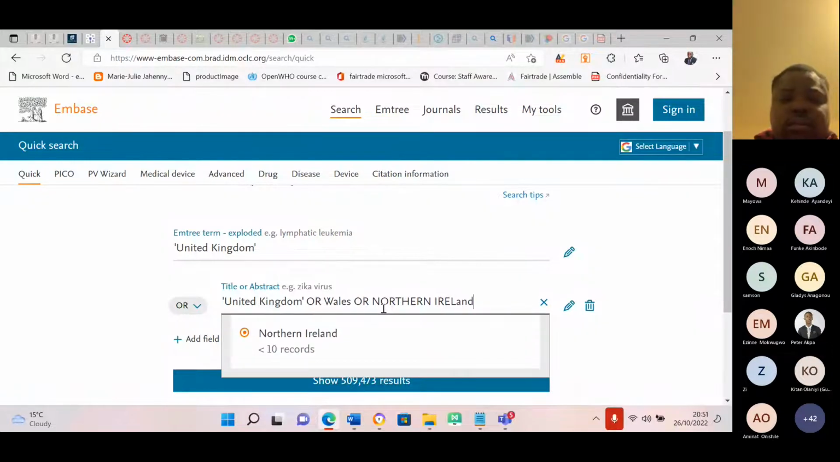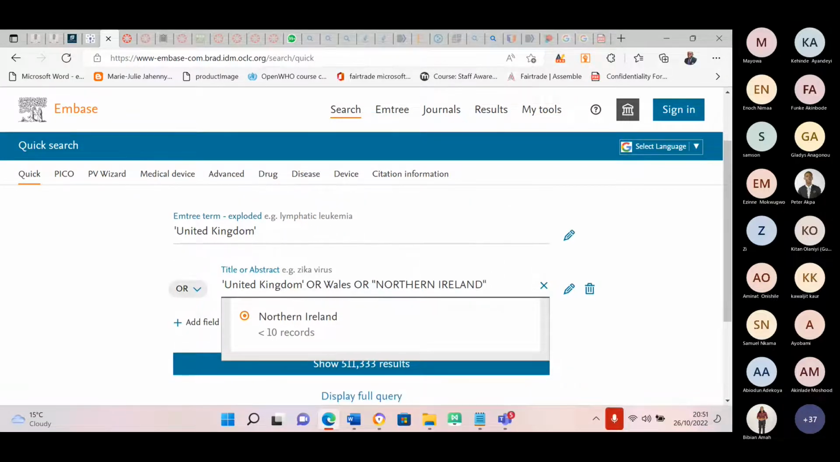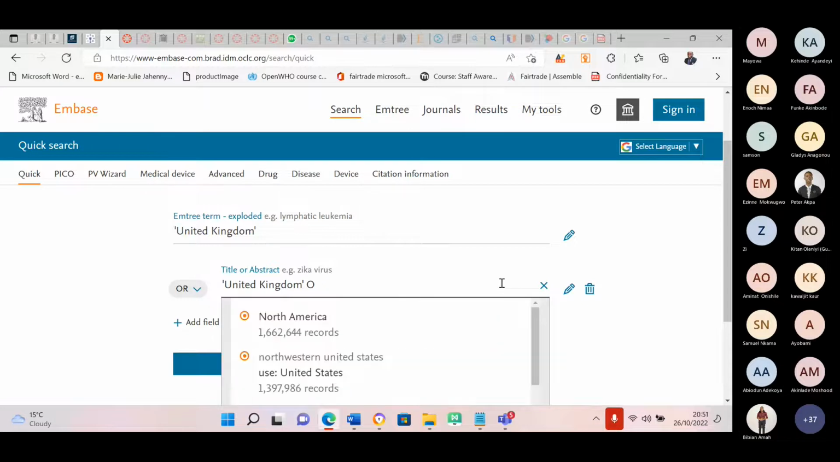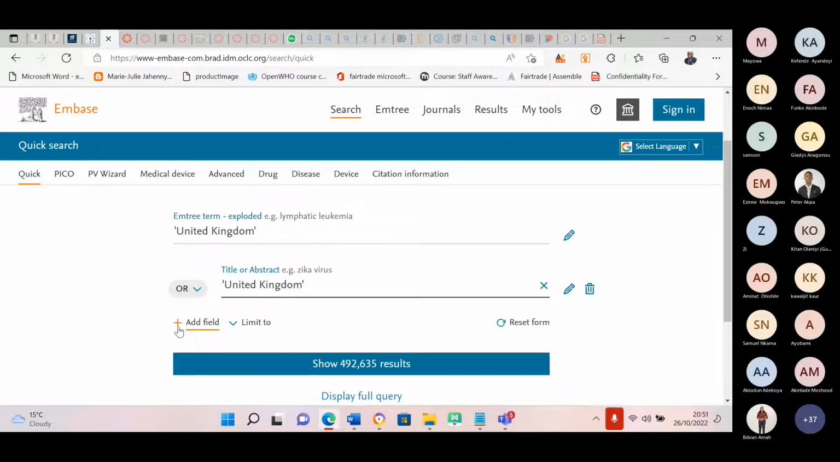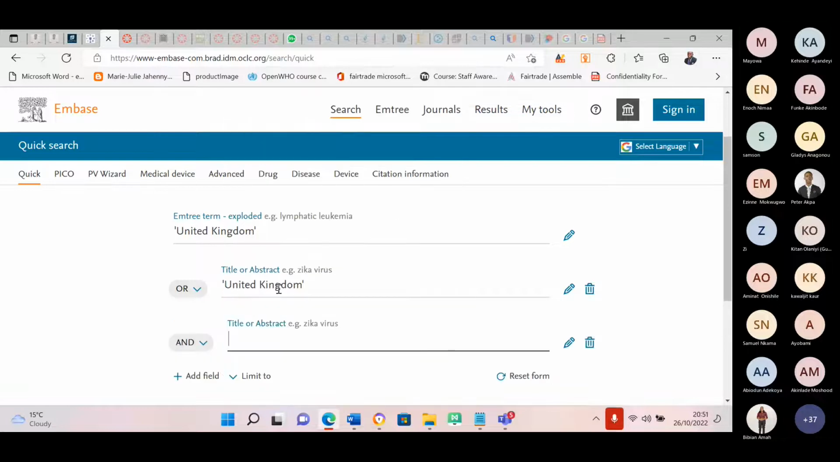Northern Ireland. So Northern Ireland is two words, so I need to put them in quotation marks. Okay, I'm seeing 10 records here. Okay, let me just remove this. Okay, so I want to say title or abstract. So I want to change it to all.